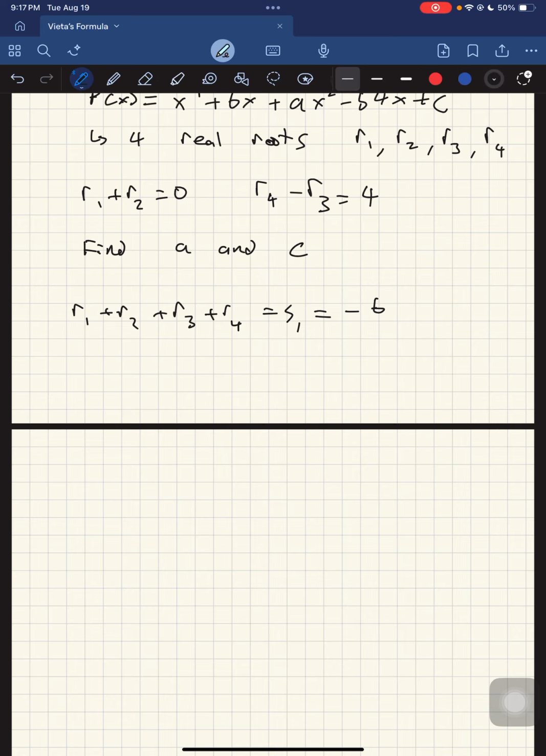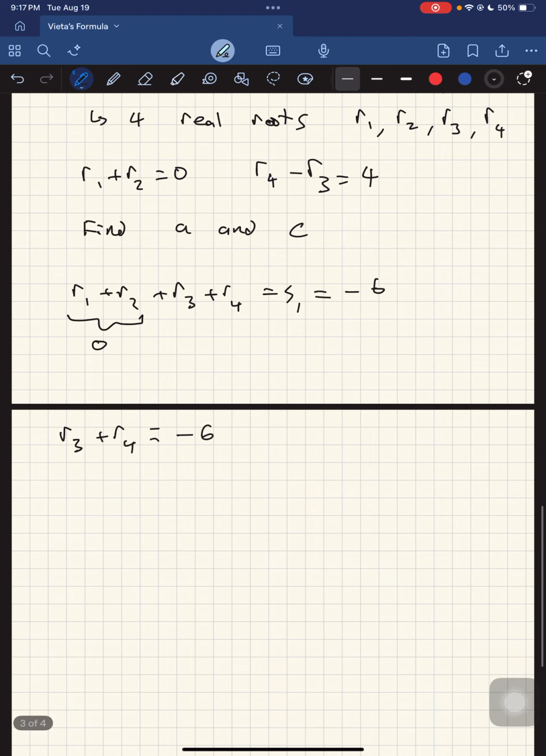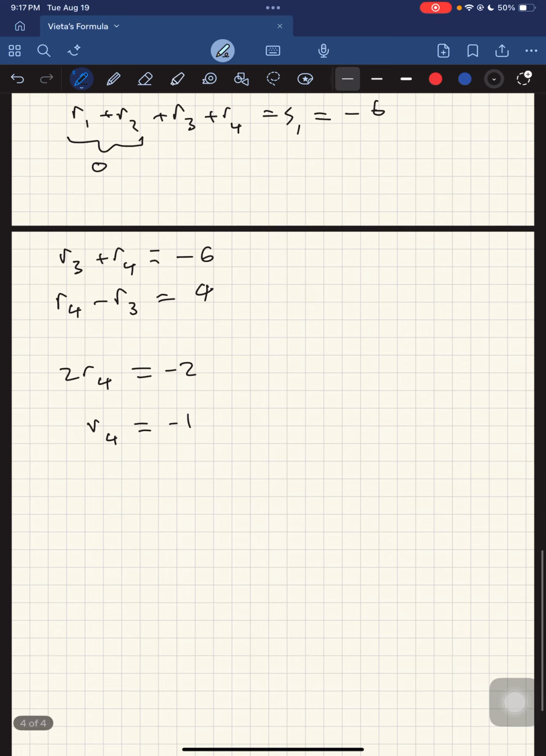First using this S1, we can see that since R1 + R2 is equal to 0, we know that R3 + R4 is equal to negative 6. And at the same time, we have that R4 - R3 is equal to 4. So we can add these two equations together, and then you can see that the R3s will cancel out, so this just becomes 2R4 equals negative 2. So R4 is equal to negative 1.